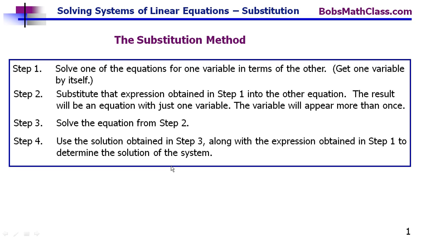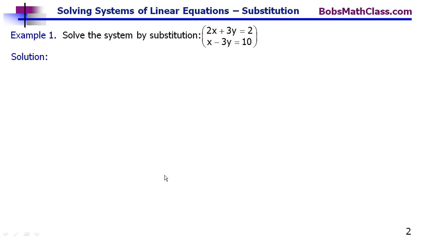Okay, well, let's get started here. You might want to pause and write down those steps, but maybe the example will make more sense. Okay, so here's our first example. 2x plus 3y equals 2, x minus 3y equals 2. So we need to decide which variable we're going to get by itself.